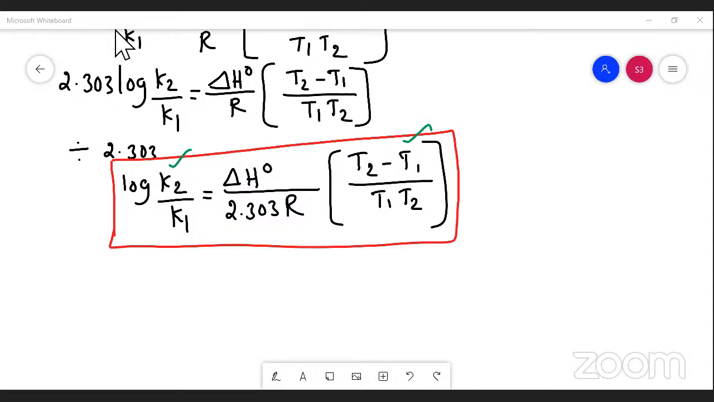Do you understand what is the Van't Hoff equation? Yes, ma'am. What is the relation of the Van't Hoff equation? Log K2 by K1 equal to del H naught by 2.303 R, into T2 minus T1 divided by T1 into T2. Okay, any doubt in the Van't Hoff equation?